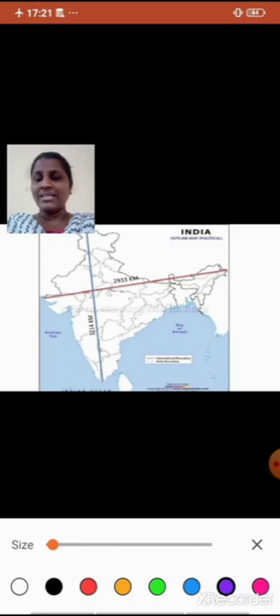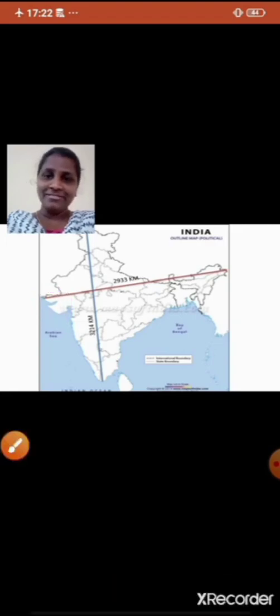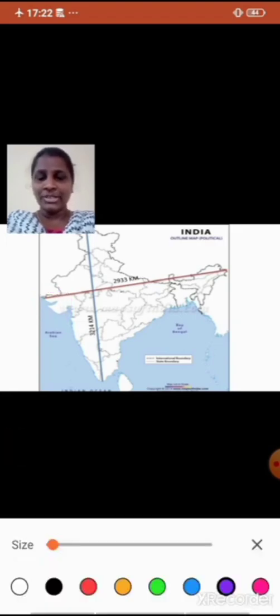Can you tell me the westernmost state of our country? Now you will say, Miss, there are other states as well which are found in the western part of our country. But my question is westernmost state. Yes, westernmost state is Gujarat. Okay, very good. Now the next question.